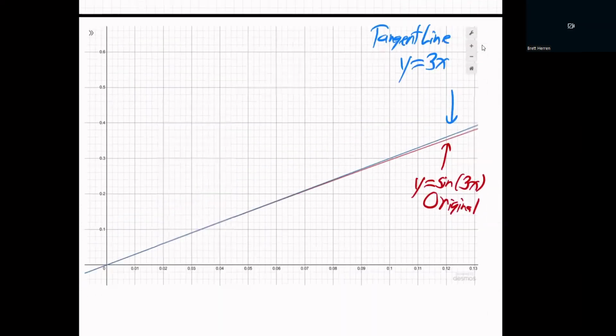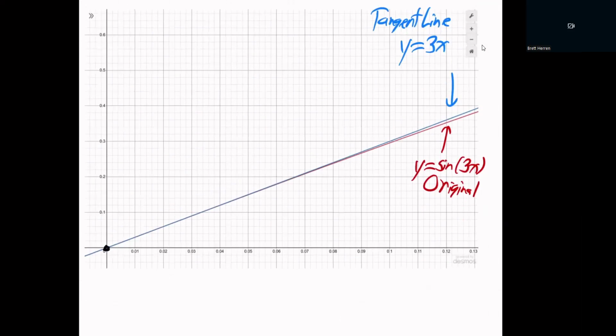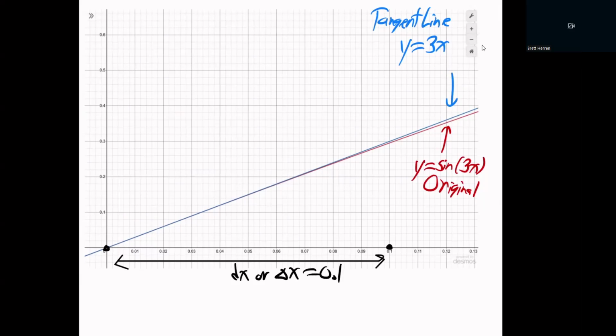We found the delta y because we went from x is 0, which is right here, to x is 0.1, which is right there. So you want to see graphically what just happened. That is the delta x or dx, same thing, which was 0.1, right? The x1 value is 0, the x2 value is 0.1. Okay, between those two x values, what happens? Well, here's the y value.